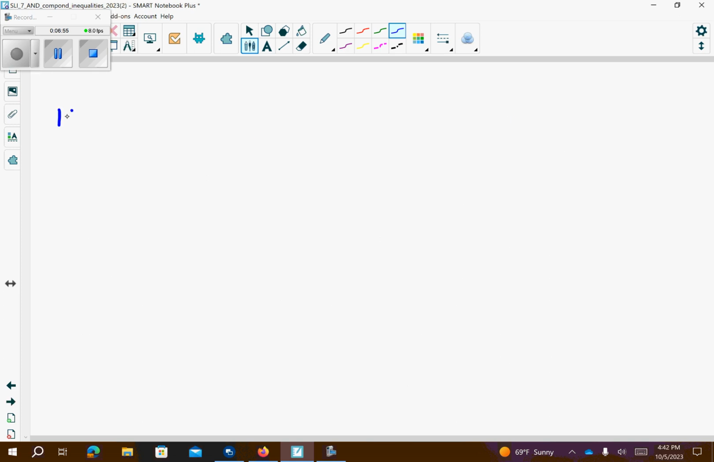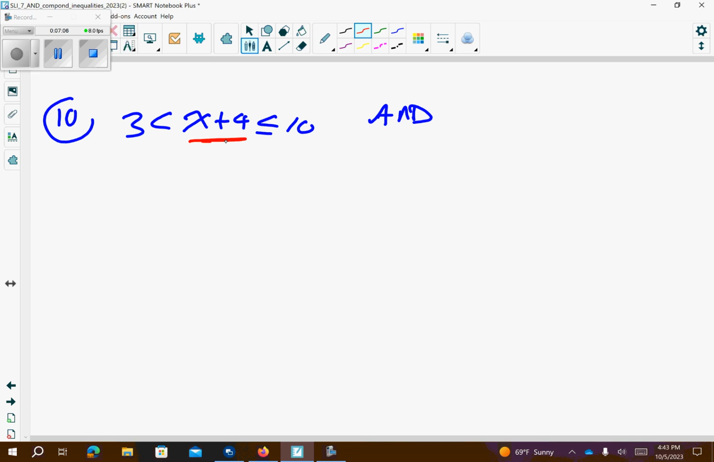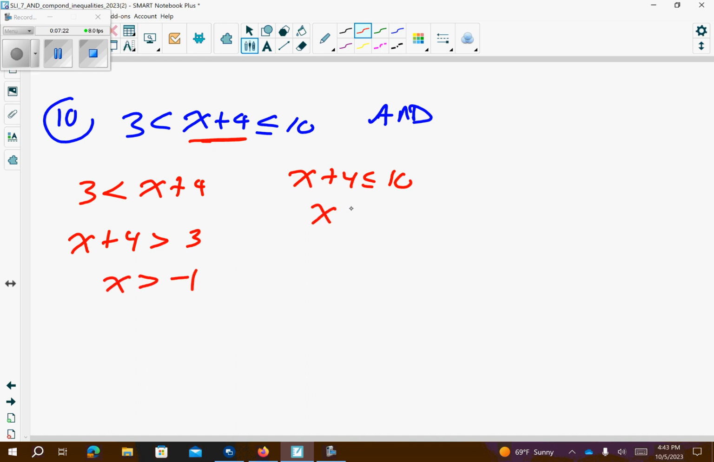Number 10. Remember, when these are put together like this automatically means it's an and problem. We're looking for overlap. So what I'm going to do is take the middle, and it's going to go with both. I'm going to create 2 problems. I'm going to flip this one over so I can solve it. Subtract 1 from both sides. Subtract 4 from both sides. I subtracted 4 from both sides, I get a -1. Subtract 4 from both sides here, I get a 6.